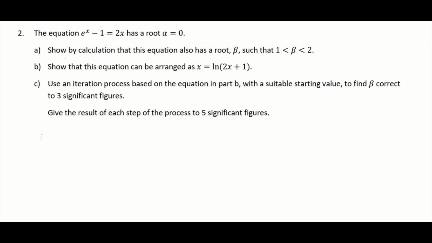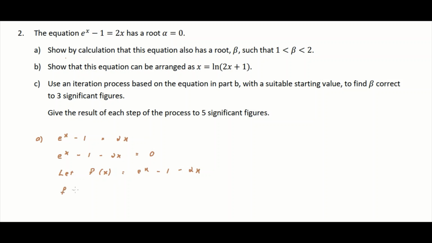So we need to find out what our function is first. It's given that e to the power of x minus 1 equals 2x. You must remember that before we can change it to f(x), you must rearrange the equation so that it equals 0 on your right hand side. So we get e to the power of x minus 1 minus 2x equals 0. Now we can write: let f(x) equal e to the power of x minus 1 minus 2x.